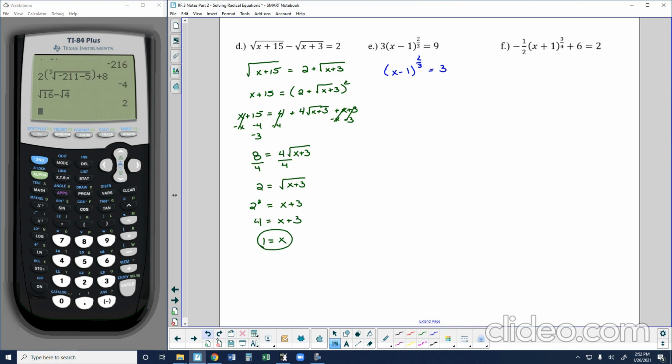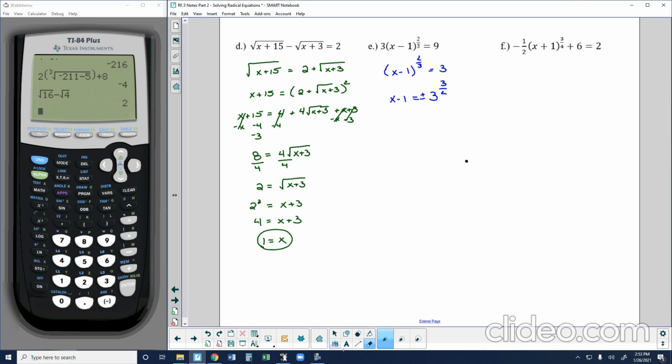So if I take a 3/2 power of both sides, I'm going to get x minus 1 equals 3 to the 3/2 power. Now notice that, again, my numerator was even. Now that becomes my denominator, which is the radical expression for the root. I need to take a plus or minus here. Now you'll see why as I rewrite this.